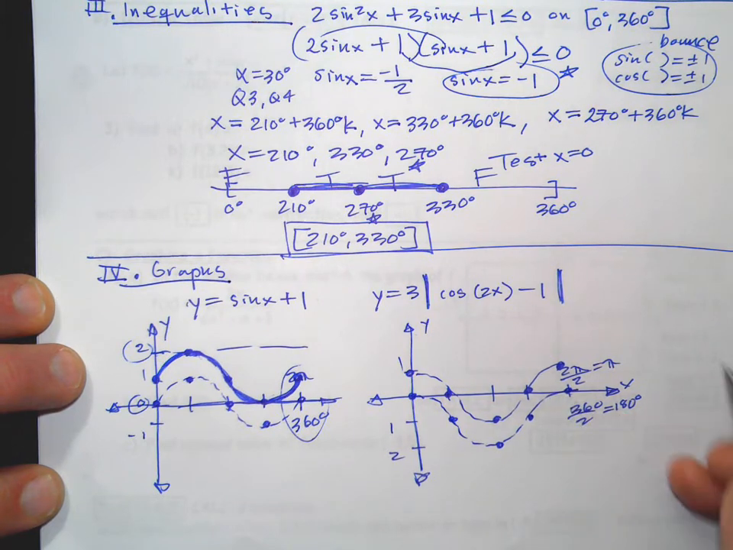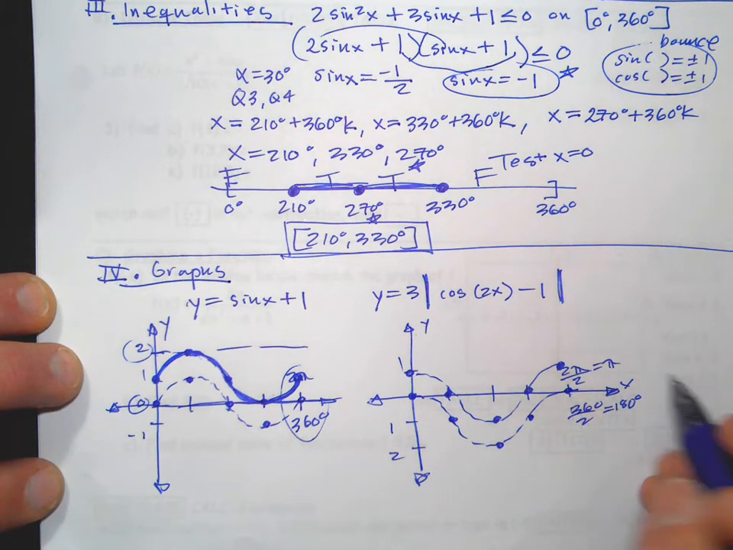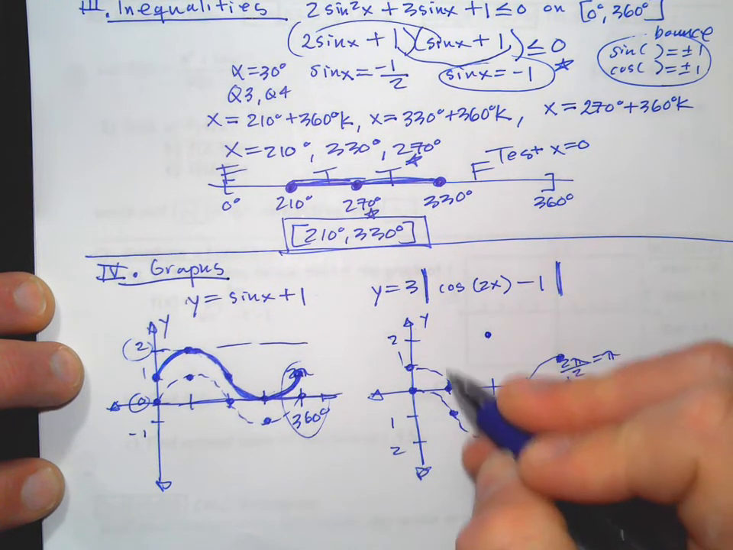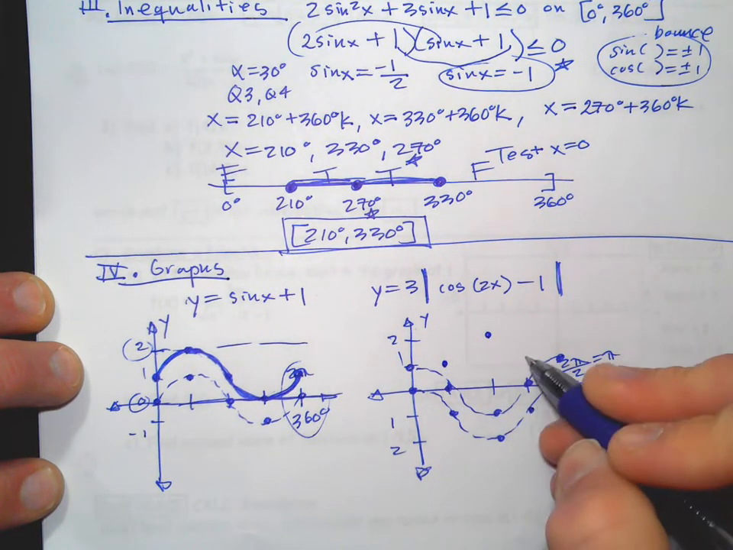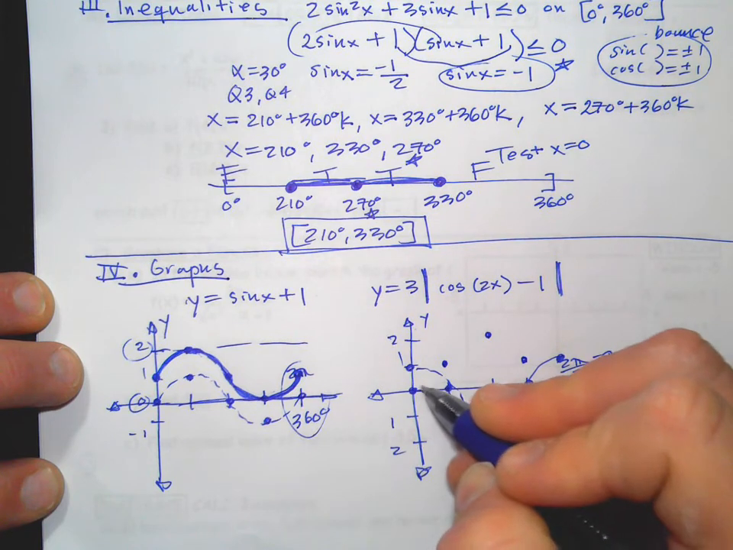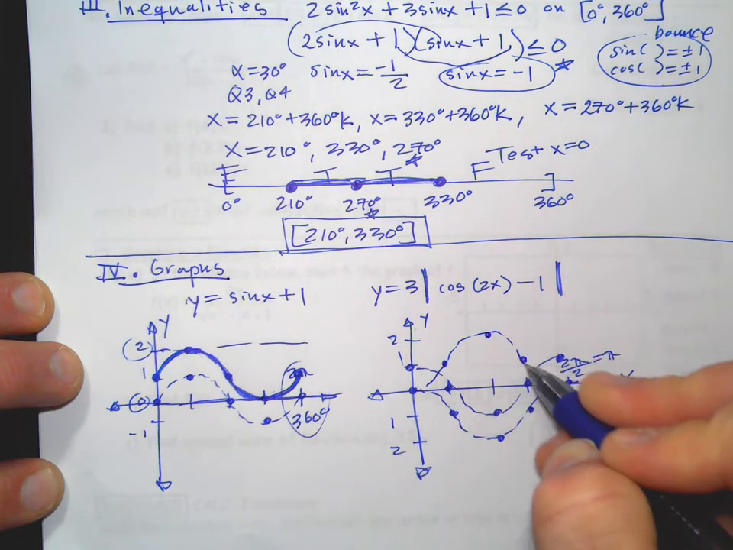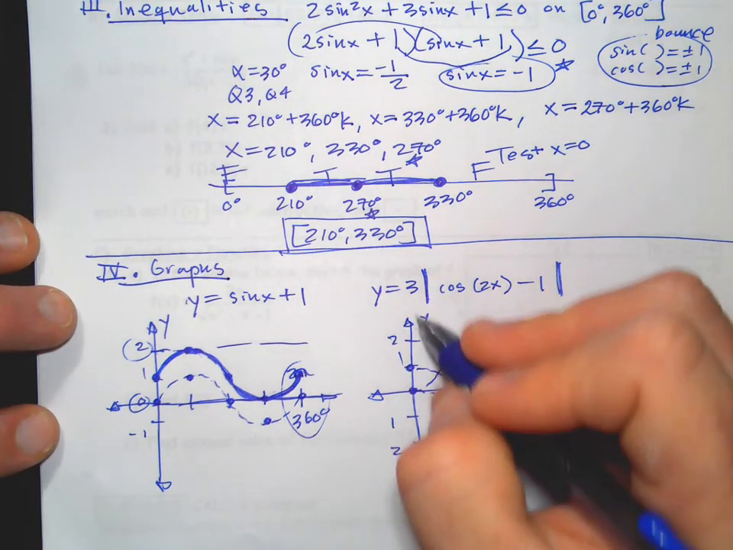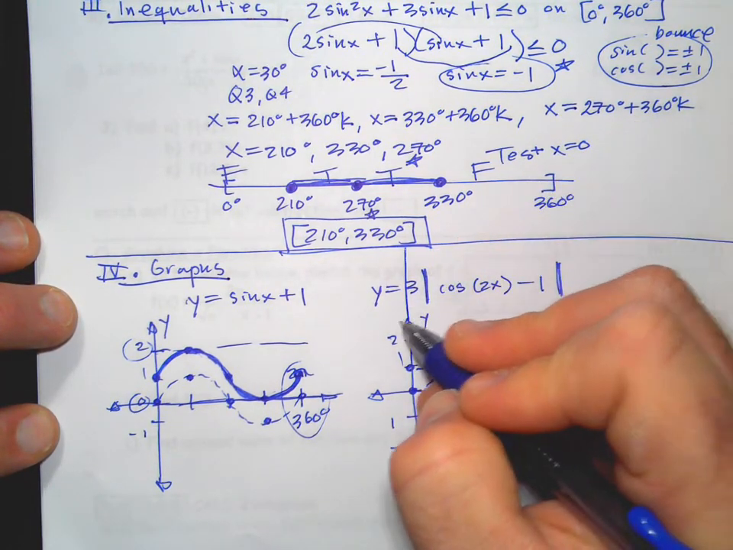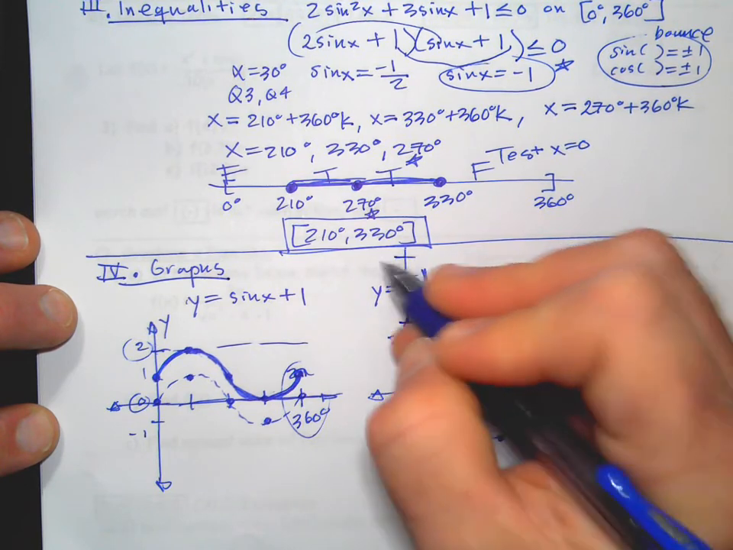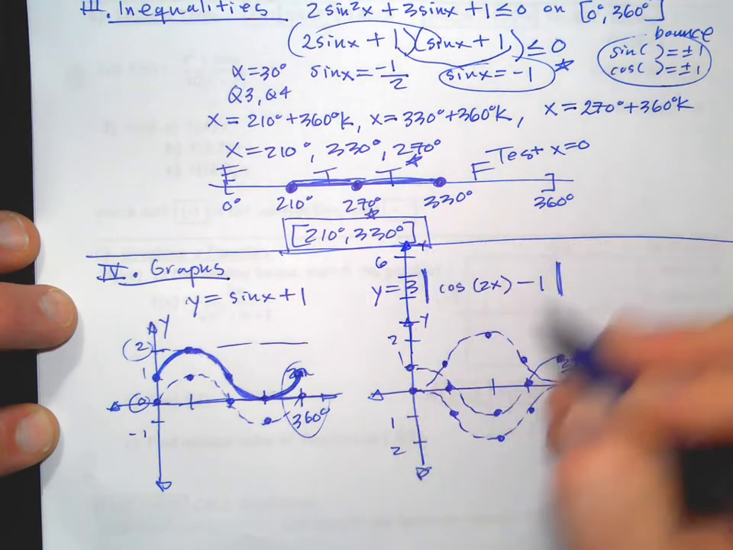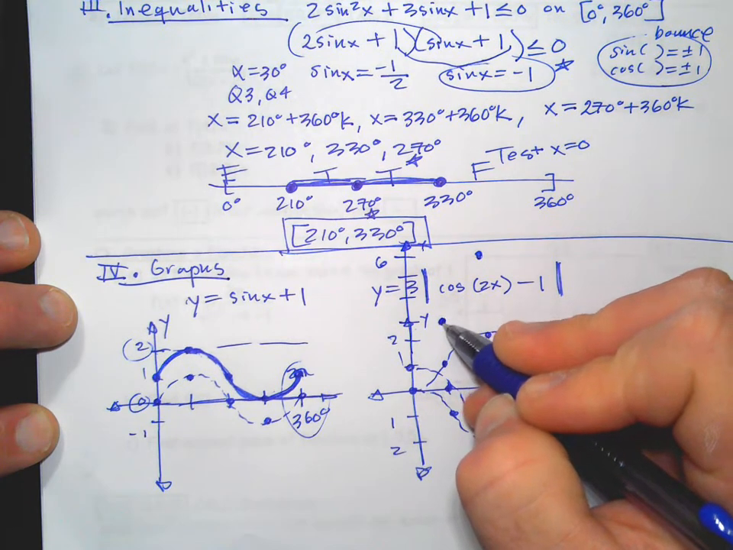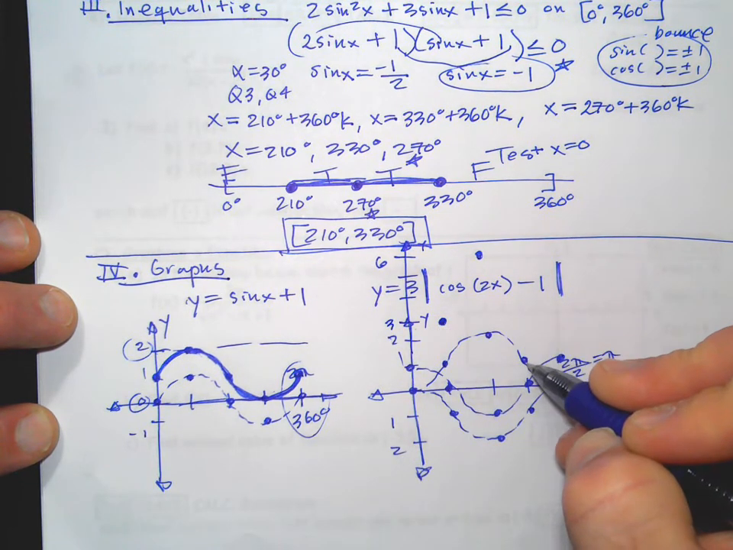Then we do the absolute value. The absolute value makes anything that's negative become positive. So this all gets flipped up, this gets flipped up, this gets flipped up. And so now it looks like that. And then the 3 is going to multiply all the y values by 3. So we're going to have to go up to 6. 3, 4, 5, 6. And so that's going to be all the way up here. This is going to be at 3. This is going to be at 3.